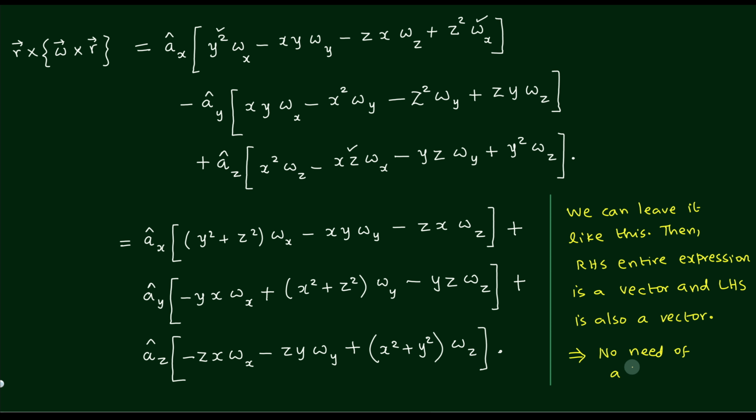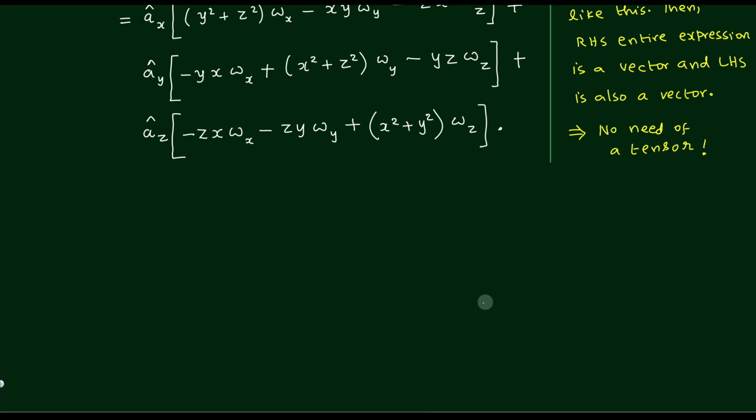Everything is a vector. So why do you want a tensor? That is a question. Only when something is clear will you understand. Everything is a vector. Everything looks good now. Left hand side is a vector. Right hand side is a vector. Then why do people say moment of inertia is a tensor? So that is the question.